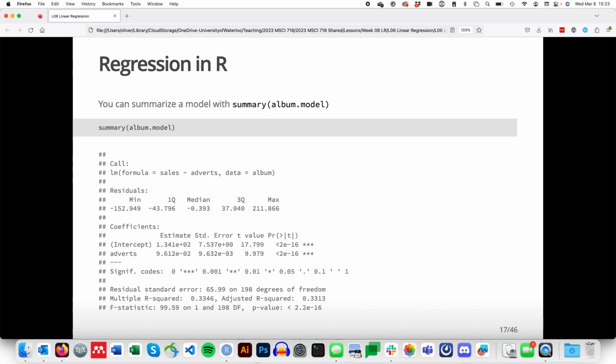This is equal to 0. This is equal to 0. So H naught is beta adverts equals 0. What's our alternative? It is not equal to 0.